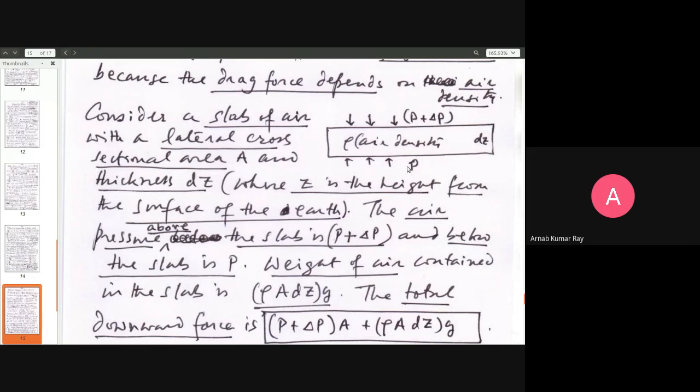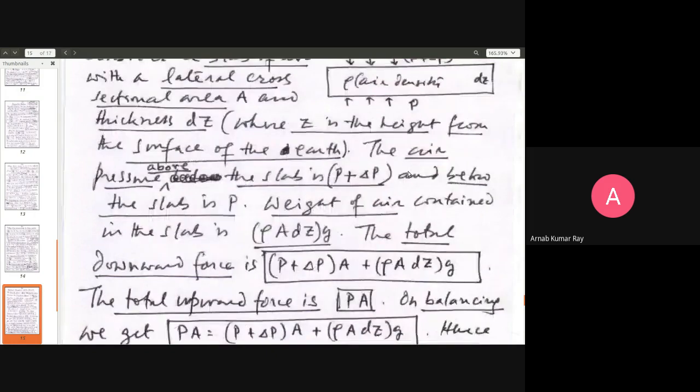From below, this box is being held up by the air pressure. So these upward arrows are indicating the force due to the air pressure. So what will be the force from below? Pressure is force per area. Therefore, from below, the force will be pressure into area, right?